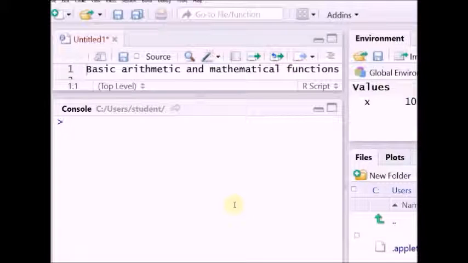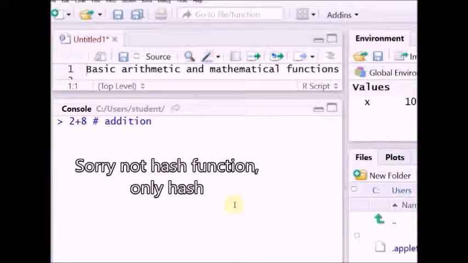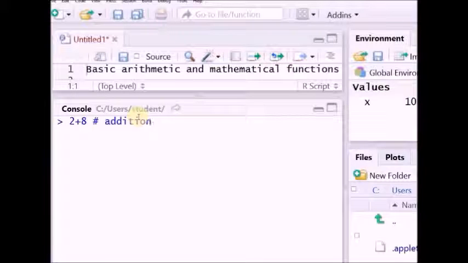Now I am giving you one more example. Say 2 plus 8. So this is for addition. Okay. Now this hash symbol is a comment character. So 2 plus 8 is equal to 10. So kindly note that hash is the comment character, that is, all the text in the line following this hash is treated as a comment, and after hash R doesn't execute.